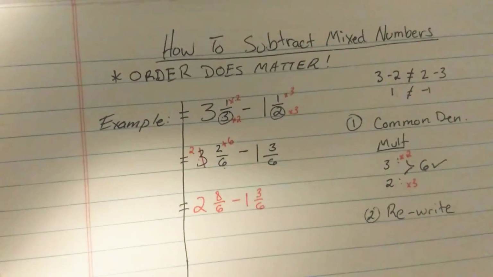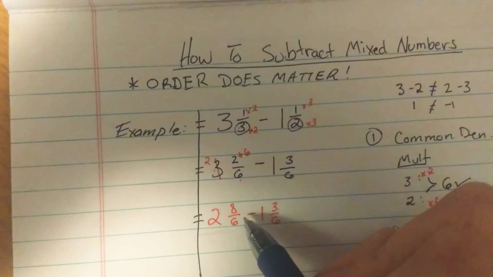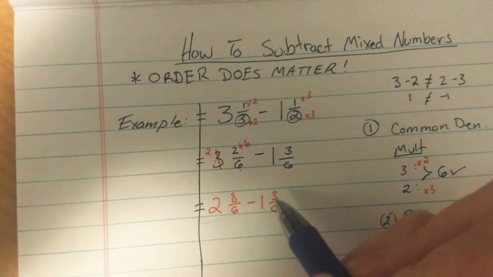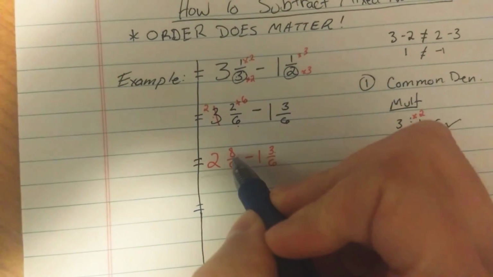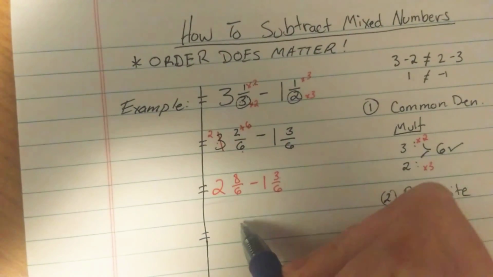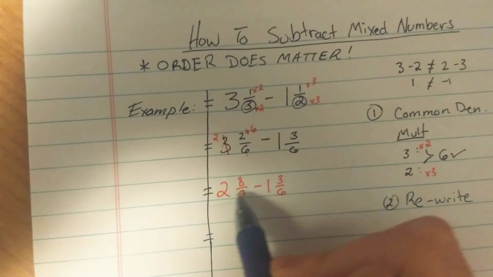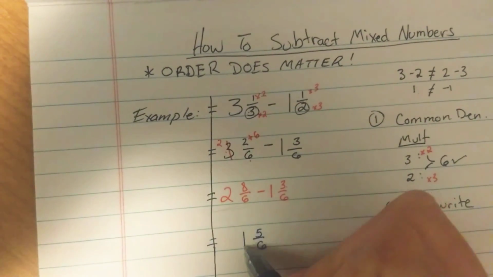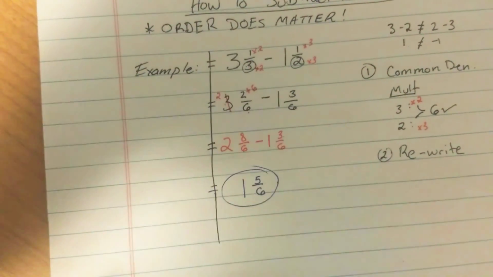I now look again, and I look at my fractions first. Can I take 3/6 away from 8/6? Yes, because 3 is a smaller number than 8. So 8 minus 3 is 5. My denominator is going to stay the same. 2 minus 1 is 1. So my answer in this case is 1 5/6.